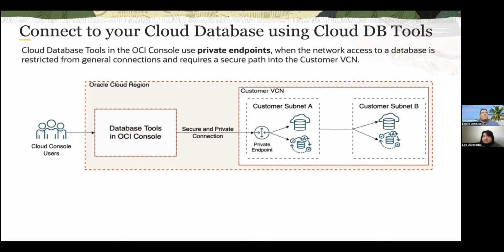So you can be very granular in not only who can get to you, but what they can get to as well. So cloud database tools in the OCI console use the concept of a private endpoint when the network access to the database is restricted from general connections, right? It requires a secure path. So by virtue of being in a private subnet, those connections would qualify.